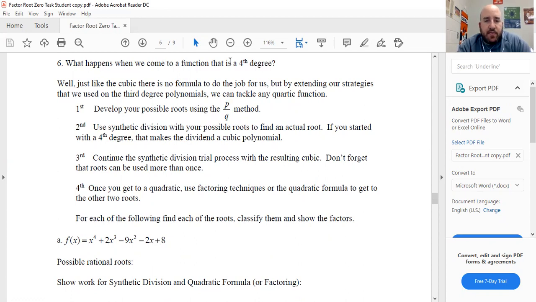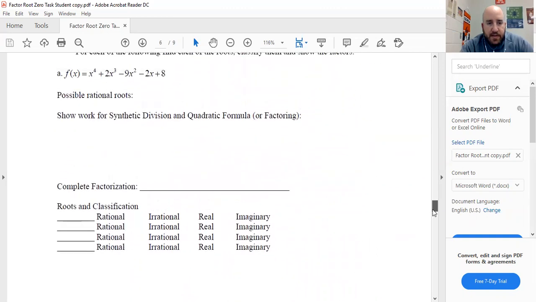But it says what happens when we come to a function that's a 4th degree. So we've already talked about some. All it means is if you have a larger polynomial, you're just going to have to do synthetic division more than once successfully and do it until you break down your polynomial to a quadratic. So with a 4th degree, a quartic function, we have to do synthetic division one more time, so twice total. With a quintic function, which are going to be part C and D, we're going to have to do it 3 times. So there's a couple other small differences, which I'll talk about as we get through this.